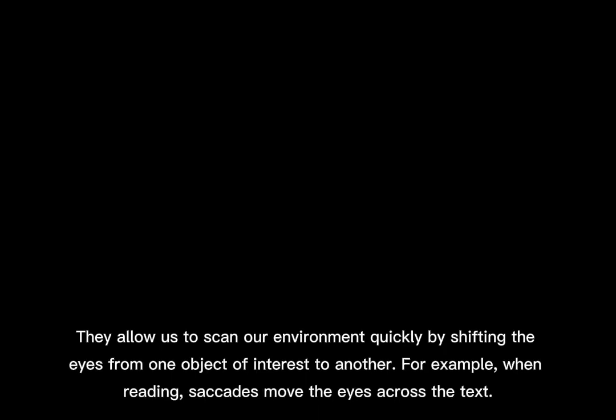1. Saccades. Saccades are rapid, jerky movements of the eyes that occur when shifting focus from one point to another. These are the fastest type of eye movement, with speeds reaching up to 900 degrees per second. They allow us to scan our environment quickly by shifting the eyes from one object of interest to another. For example, when reading, saccades move the eyes across the text.